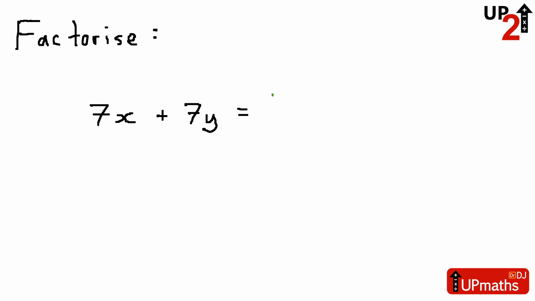Okay, so this one, we're going to look for something to go outside the bracket. They both got a 7 in common. I'll put a plus sign in. The first term, that would be 7 times x. The second term, that would be 7 times y. Okay, there we go.